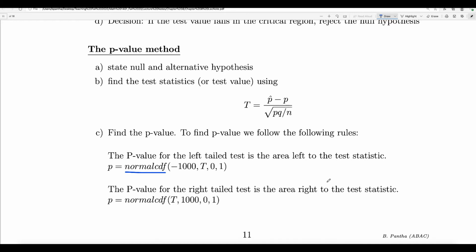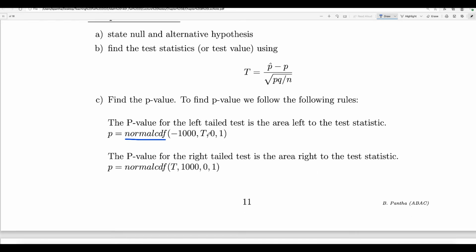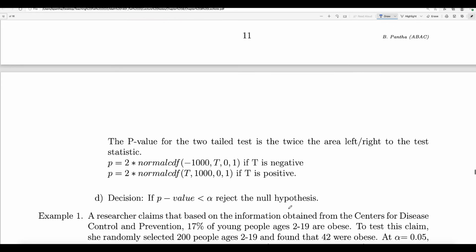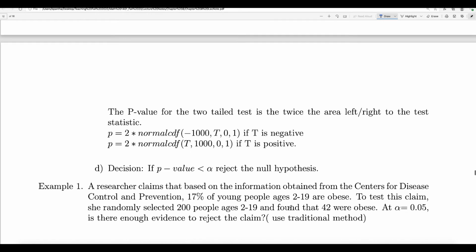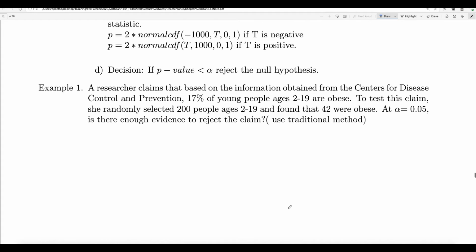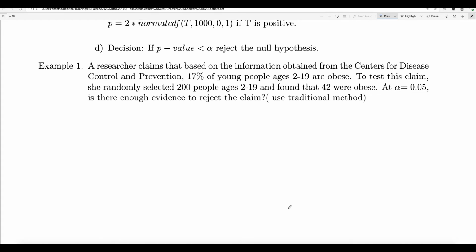Okay, it is exactly same as the G test. We do find the area left of the test value or find the area right of the test value, or 2 times the area left or right of the test value depending on the sign of the test value. Okay, and we do the decision. So let us see some examples, then things will be very clear. Okay, let us do example number 1.